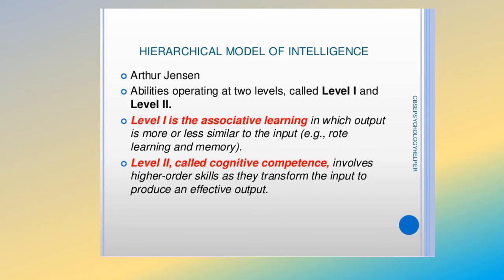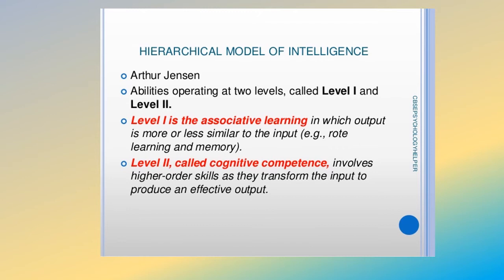So here it involves higher order skills as they transform the input to produce an effective output. So in associative learning, whatever information we input, the same thing is output by us.